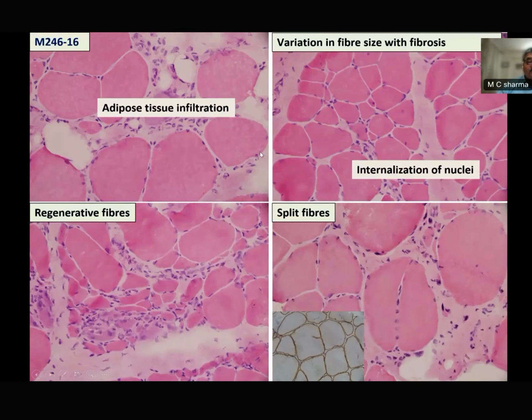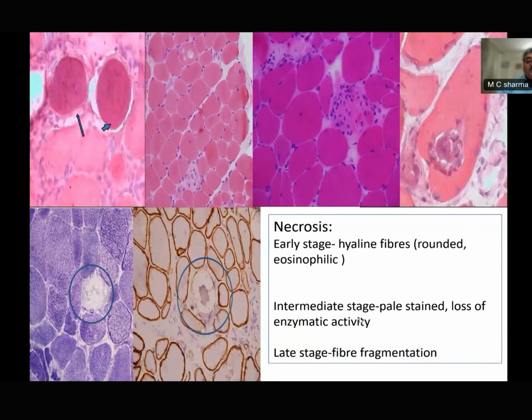This is abnormal: adipose tissue infiltration in the endomysium as in the perimysium, regenerating fibers, degenerating fibers, internalization of nuclei, split fibers. These nuclei are moving around. This is a feature of muscular dystrophy. If it is not appreciated, sometimes with antibodies against the sarcolemmal membrane, they can show this movement of the nuclei along the split. So these are all features, sometimes of a very lightly stained fiber.